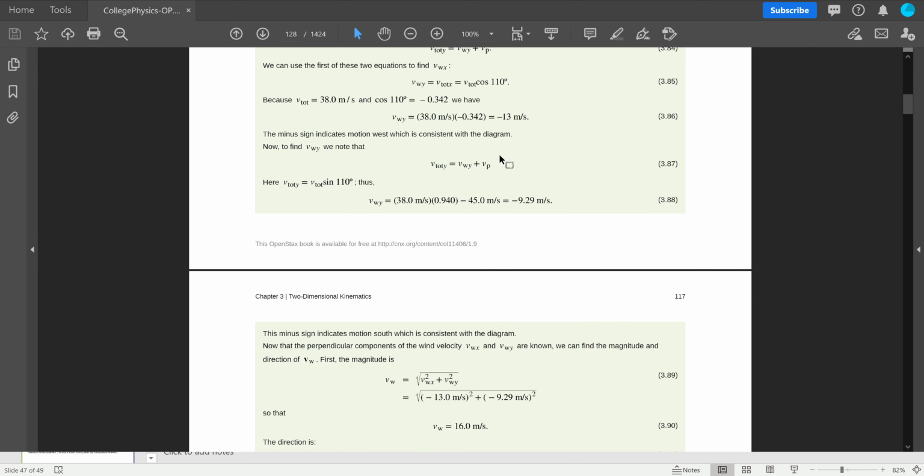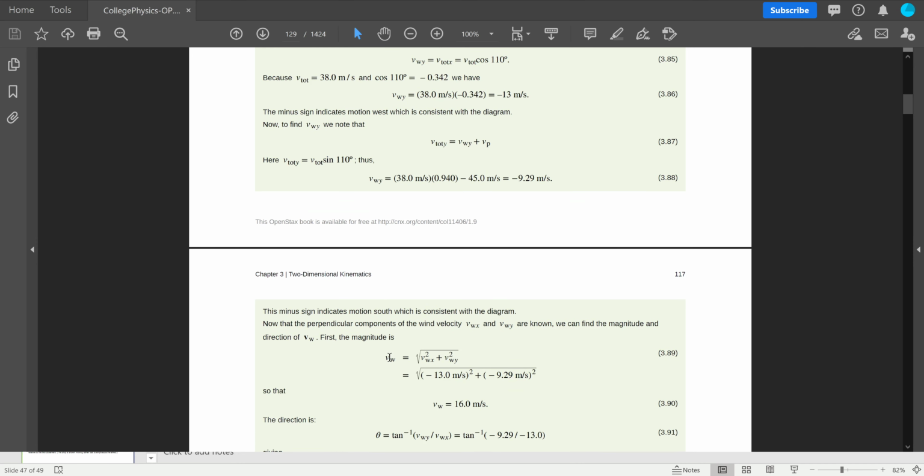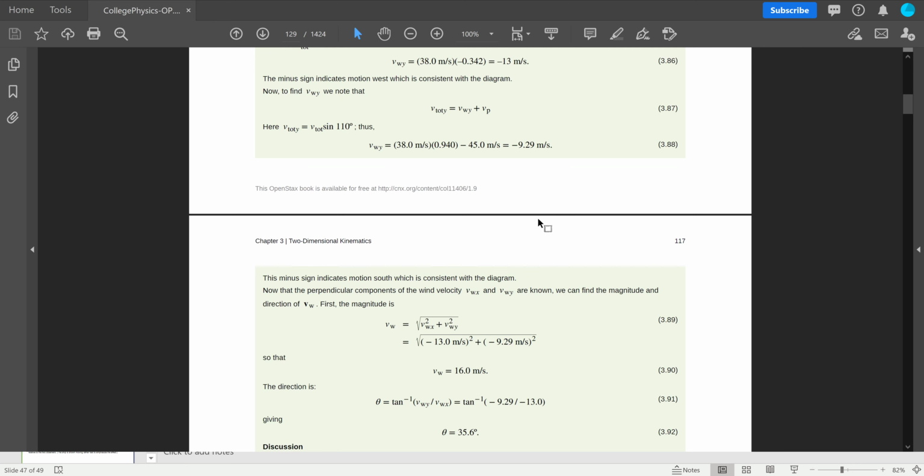Okay. We put all this together. So the V of the wind would be our V of the wind in the x plus our V of the wind in the y: negative 13 squared plus negative 9.29 squared, which we solved here from our V total in the y direction.